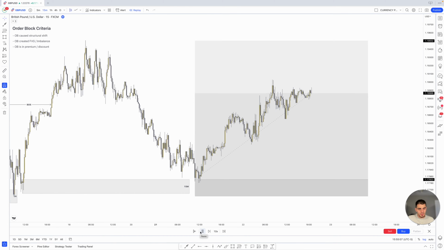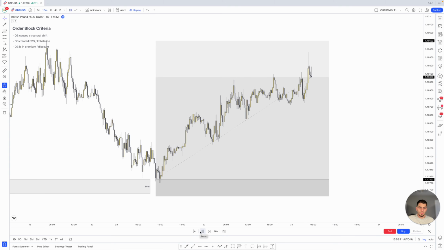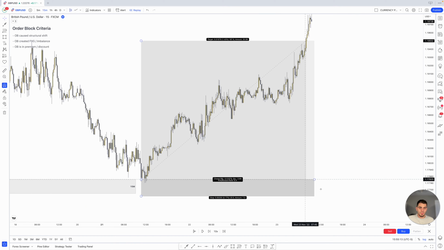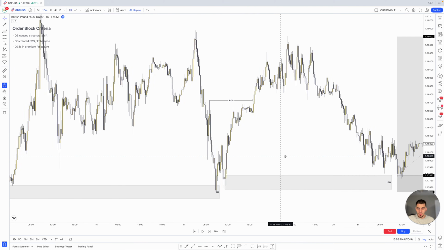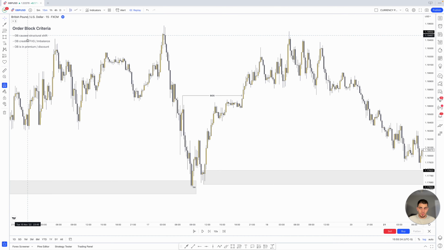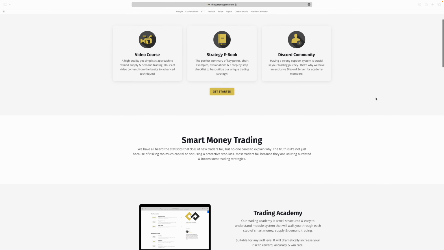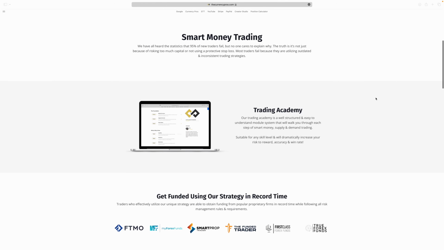Moving along nicely. And it eventually hit the full take profit for 8.4R. So that was a great example of how to choose a really high probability order block just by using this simple order block criteria. Trading does not have to be complicated. In fact, simplicity often leads to more consistent results.